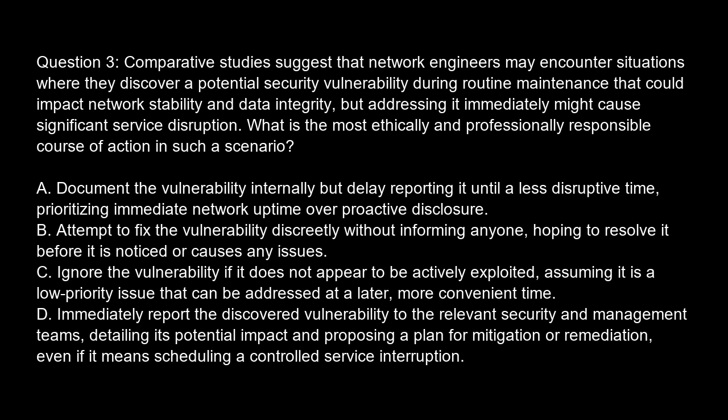Option A. Document the vulnerability internally but delay reporting it until a less disruptive time, prioritizing immediate network uptime over proactive disclosure. Option B. Attempt to fix the vulnerability discreetly without informing anyone, hoping to resolve it before it is noticed or causes any issues. Option C. Ignore the vulnerability if it does not appear to be actively exploited, assuming it is a low-priority issue that can be addressed at a later, more convenient time.